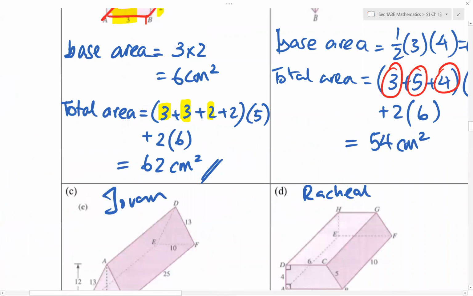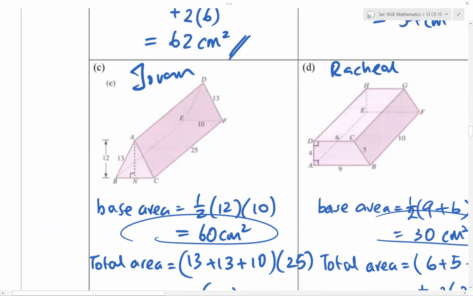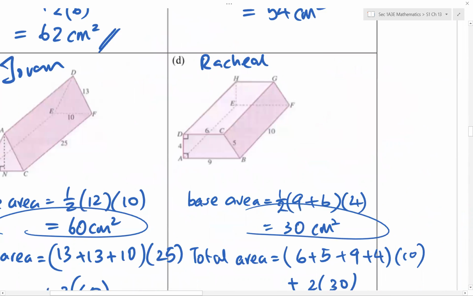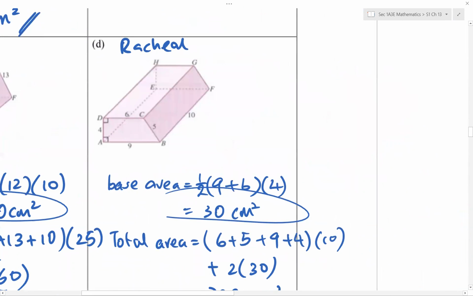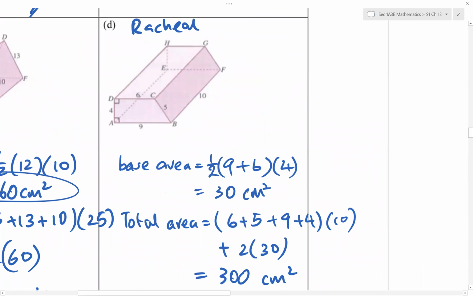We do one last one. We just do one last recap, and I think you are good to go. Let's try part D. Base area. What is the shape, Aiman? Trapezium, good. So total area. Where is the 6 from?